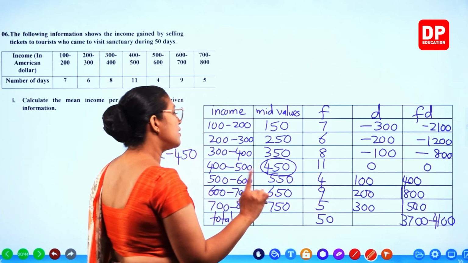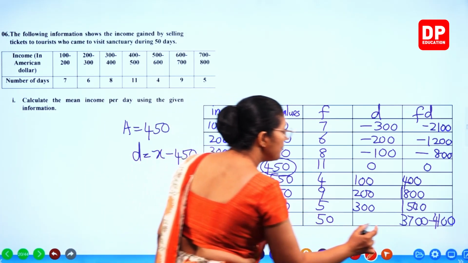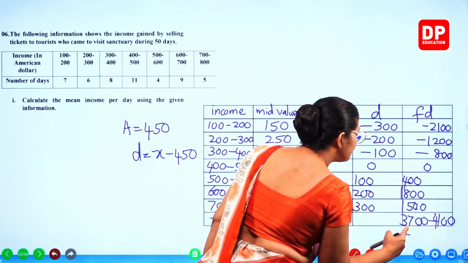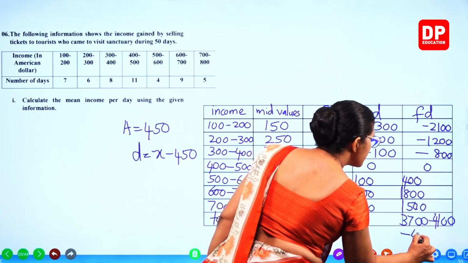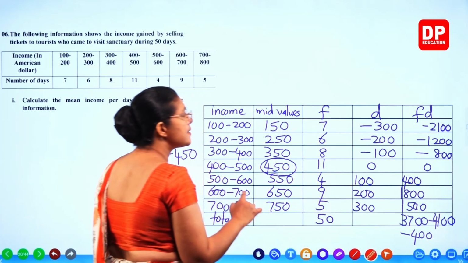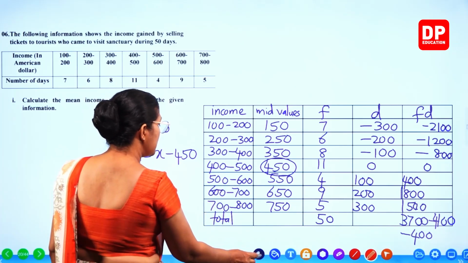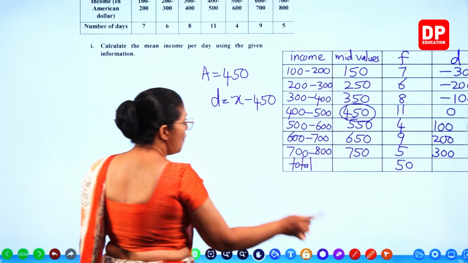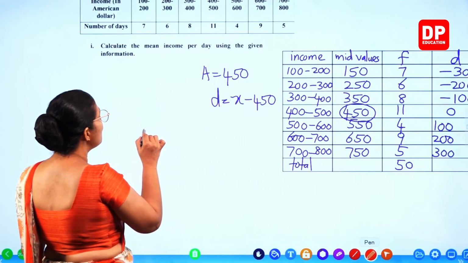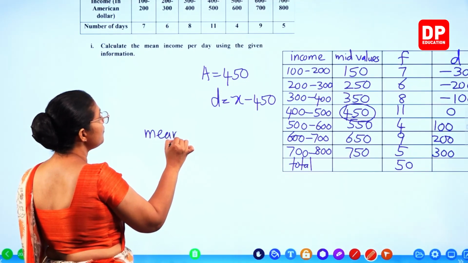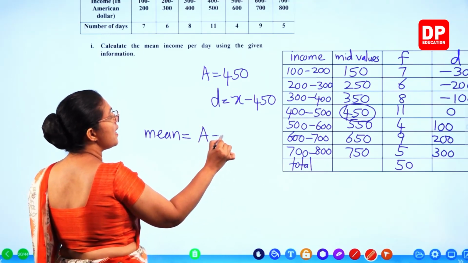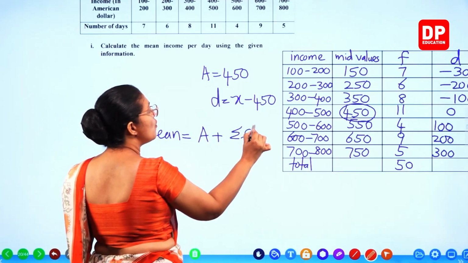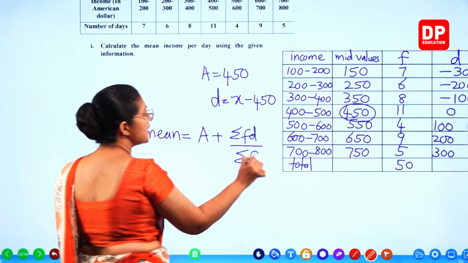4100. So you get a negative answer there. What's the difference? 400 is the difference. So negative 400 is the total of FD. So when you are using the deviation method, how do you find the mean? Mean is assumed mean plus total of FD over total frequency.